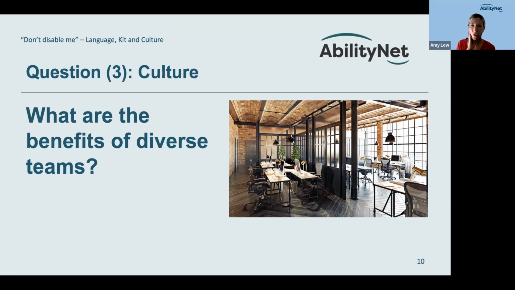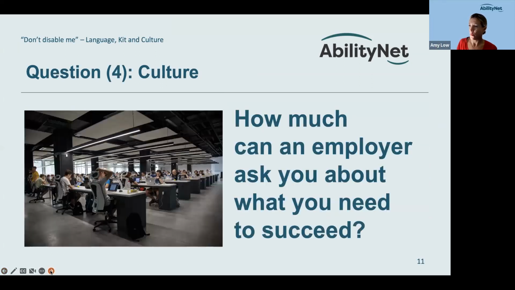We had another question on the next slide, and this was from an employer asking, how much can I as an employer ask you about what you need to succeed? I don't know if anyone's got any thoughts on how that works. I know within AbilityNet, a lot of the work that we do with organisations is very focused on looking at the working environment and removing barriers so that people aren't requiring as many adjustments. But how would the panel advise on this question?